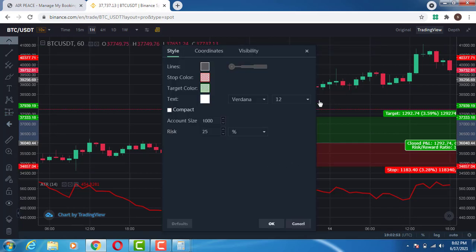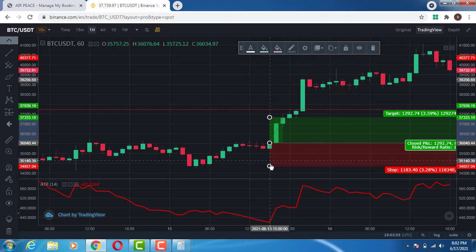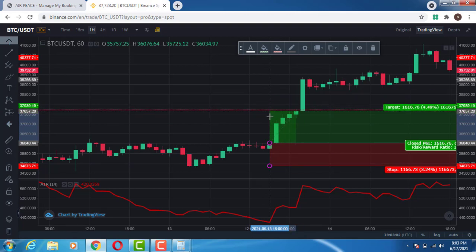Okay, this is my stop loss. You see, I will have to make a little bit of profit here, even though I was taking a 1-to-1 risk reward ratio. You see, my target will be hit as fast as possible.